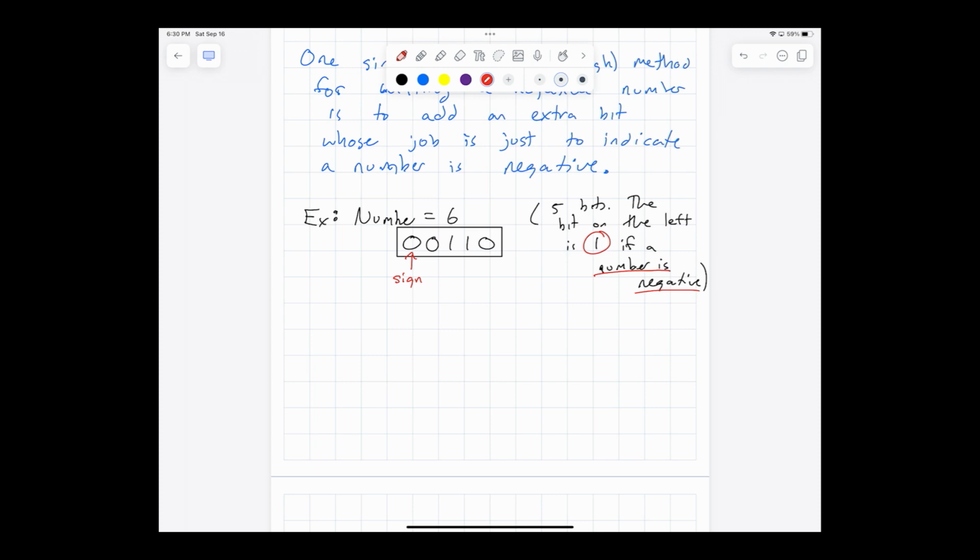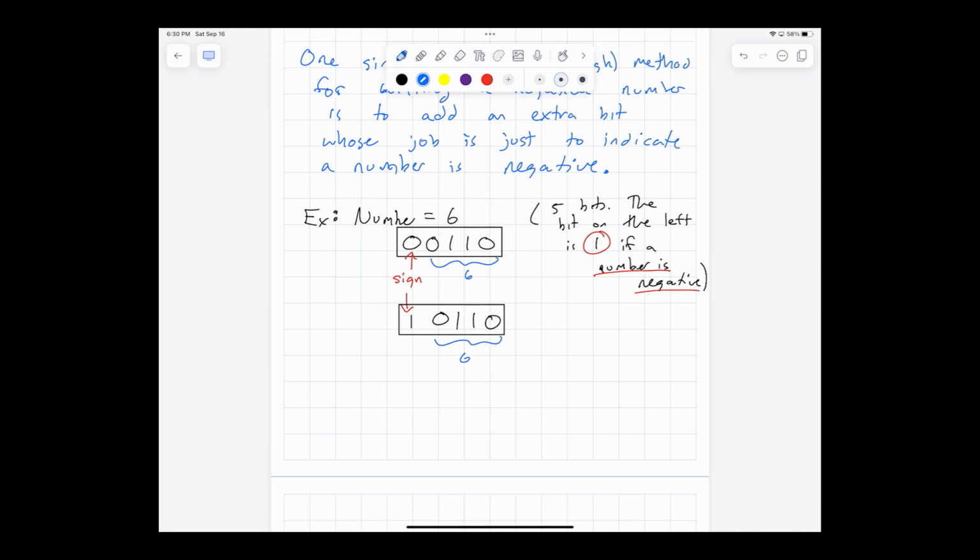So if we wanted a number to be -6, you would just say, okay, 0110, that's 6. But if we want it to be -6, you would just put a 1 here. Does that make sense? So this is one way to handle negative numbers, where this is 6, this is -6, and you just have one bit at the front that tells you if it's positive or negative. If it's 0, it's positive, and if it's 1, it's negative.